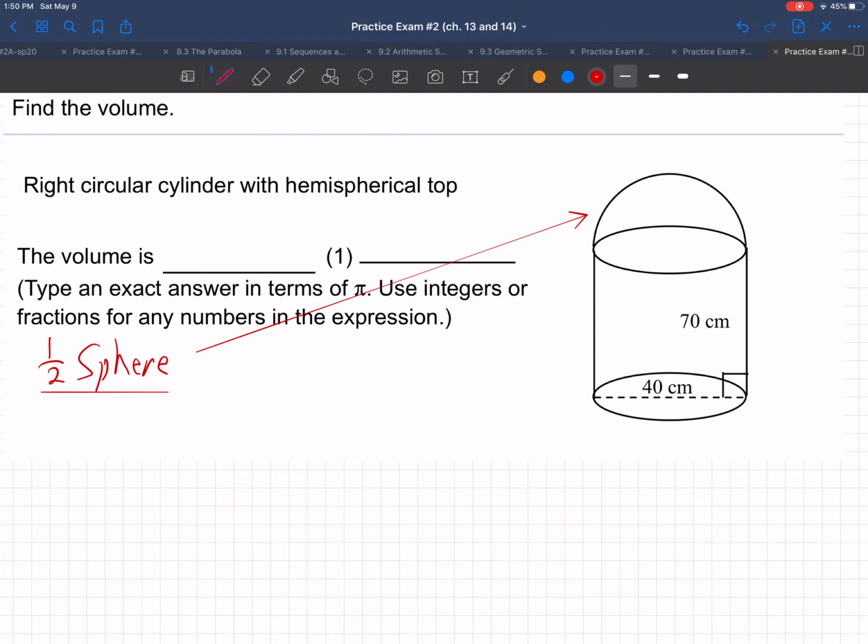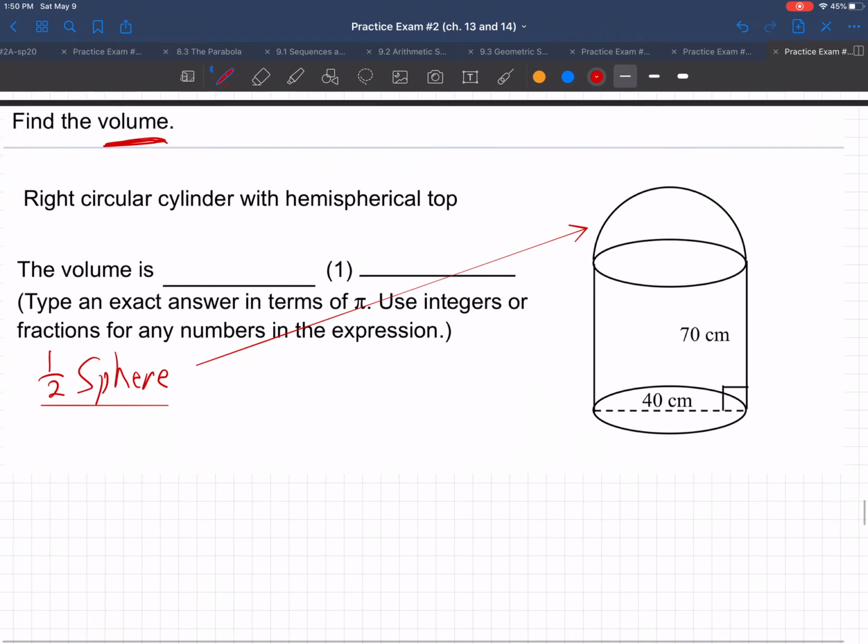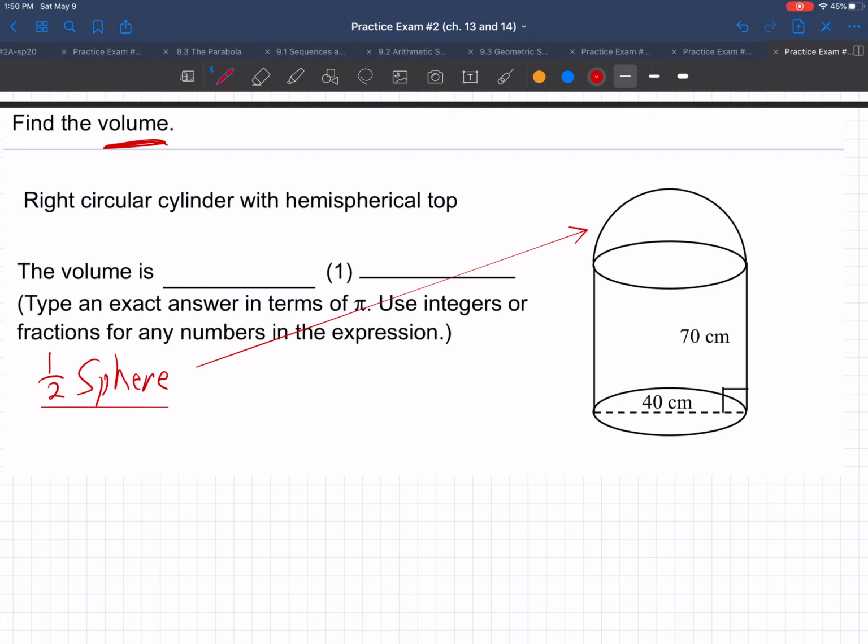So the volume for a sphere, and this is volume we're talking about, not surface area. So we're not talking about just painting the outside like surface area. We're talking about volume, like filling up the whole inside with water or gasoline or air or something like that. So the volume formula for a sphere is 4/3 pi r to the third. Let's bring down the half because we just have half of a sphere.